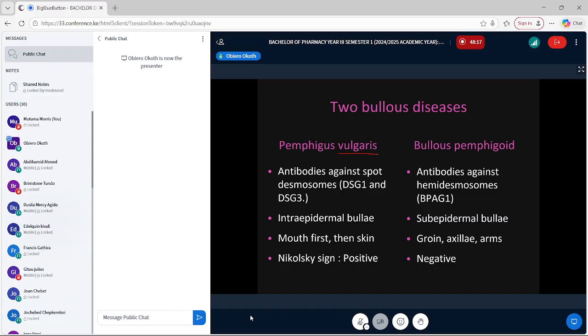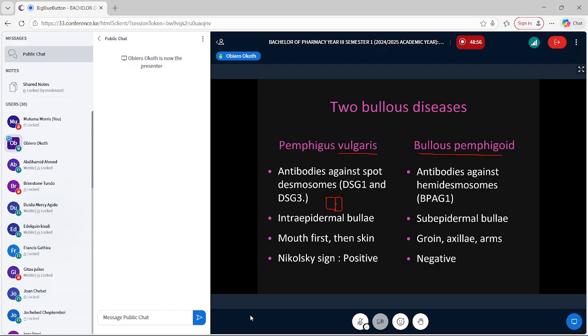Pemphigus vulgaris, and remember, in medicine, when we talk about vulgaris, we are referring to the common form of that disorder. So there's pemphigus vulgaris and what we call bullous pemphigoid. These are autoimmune disorders, and we have antibodies against what's called the desmosome. This is what glues the keratinocytes together, desmoglein 1 and desmoglein 3. If there's an antibody against these proteins, the keratinocytes split.